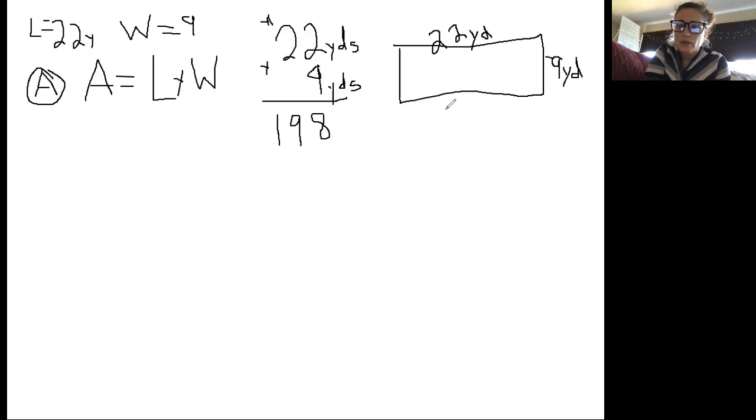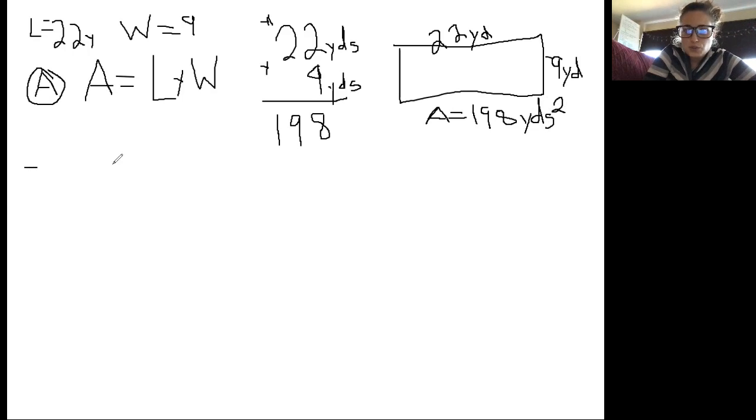Okay, and now we know that the area of the entire inside is 198 yards squared. Because yards times yards makes yards squared. Okay, now we're going to go to B.